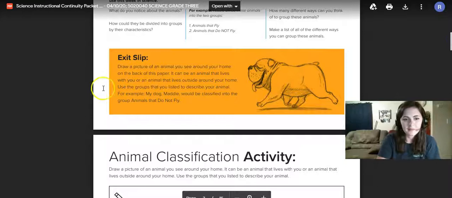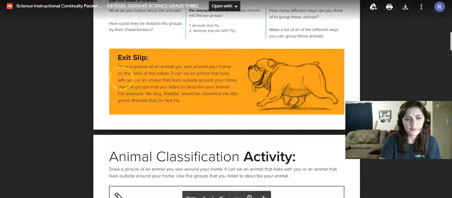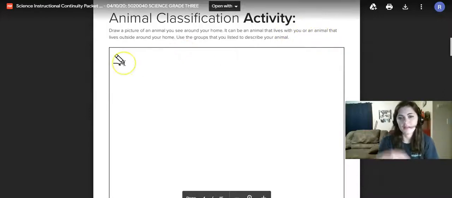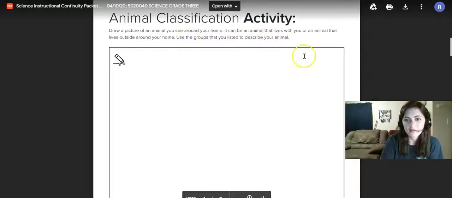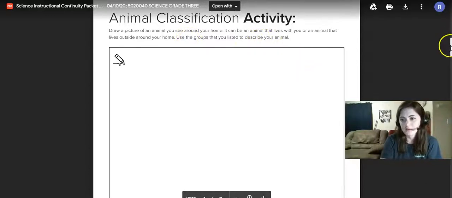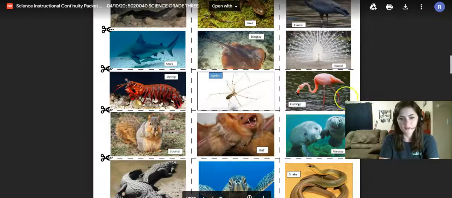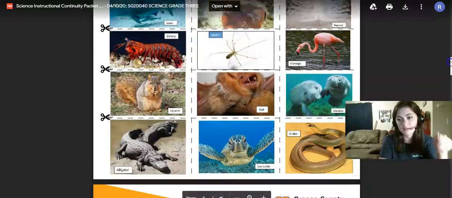Here's an exit slip. The exit slip says to draw a picture of an animal you see around your home on the back of this paper. So here is where you would draw it. It can be an animal that lives with you or an animal that lives outside around your home. Use the groups that you listed to describe your animal. So if you happen to see a squirrel outside, think about what group of animals that would fall into. And that's it for day 1. I'm going to go ahead and go on to day 2 as well.